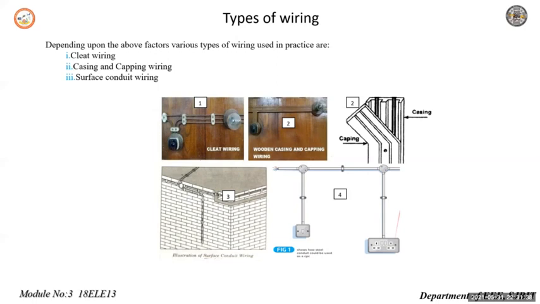What are the advantages and disadvantages of this type of wiring? Good protection to the conductors from dangerous atmospheric conditions. Neat and clean appearance. Its installation is easy compared to some other methods of wiring. What are the disadvantages? In case of wooden casing and capping, there is a high risk of fire. It requires skilled labor for the installation. The method is quite costly.